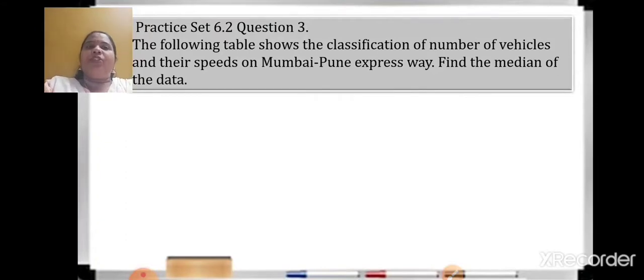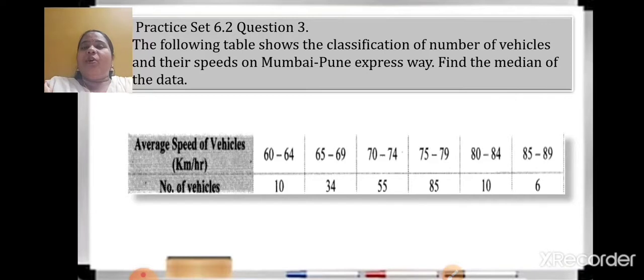The following table shows the classification of number of vehicles and their speeds on Mumbai-Pune Expressway. Find the median of the data. Right? This is the question. The table is, just observe here.